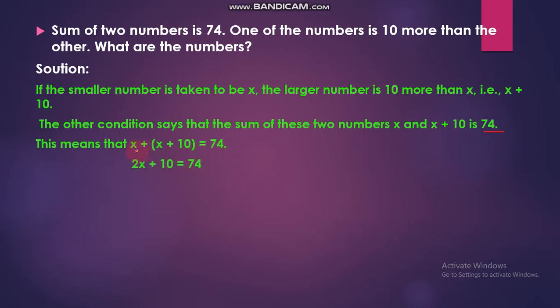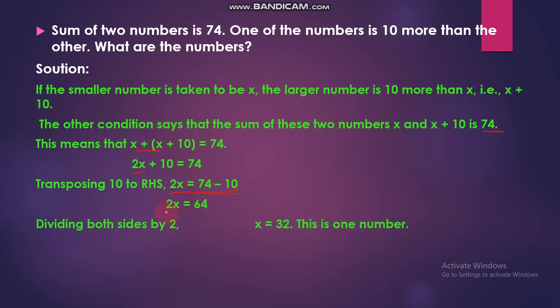Now we know that we have to add the like terms. These x and x are like terms, so adding x and x gives us 2x. So 2x plus 10 is 74. Now transpose this 10 to the RHS. It is adding here, so when we transpose it will do the opposite action, that means it will subtract. So the equation is 2x is equal to 74 minus 10. So we get 2x is equal to 64.